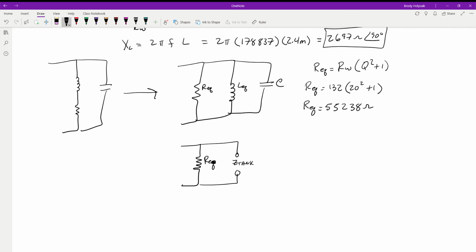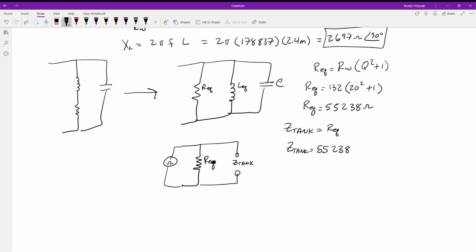And now we need to solve for the Z tank. So our Z tank is just this open, so it's going to be equal to the R equivalent, because that's all that's left in here. If we were to hook up an ohm meter, that's all we would see at that point, just this 55,238. So we have 55,238.